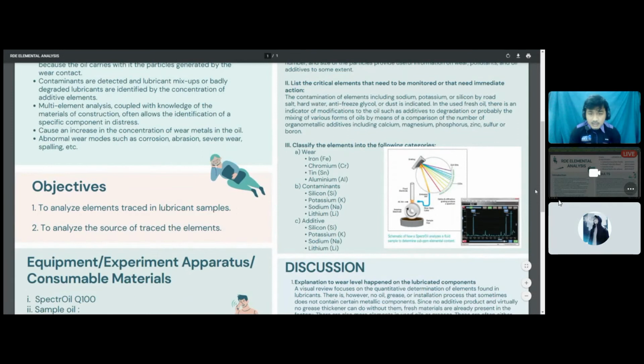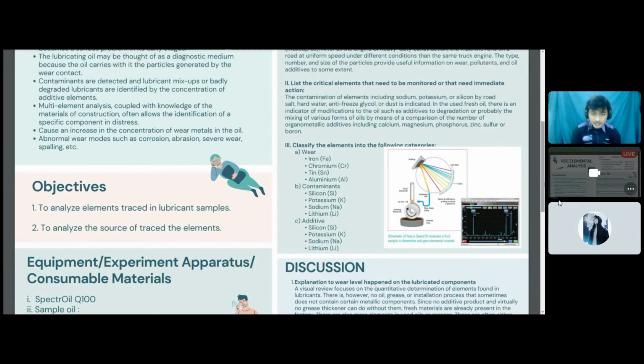Okay, next is number 3. Classify the elements into the following categories. Firstly is wear. Wear includes iron, chromium, tin, aluminium. The second is contaminants. Contaminants include silicon, potassium, sodium, and lithium. And lastly is additive, which is silicon, potassium, sodium, and lithium. Okay, that's all for me.